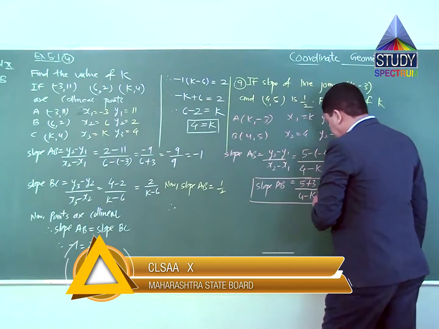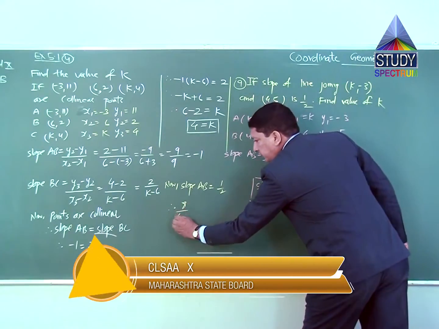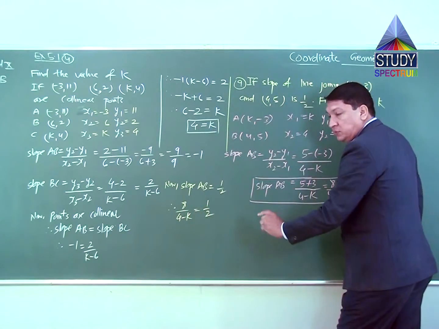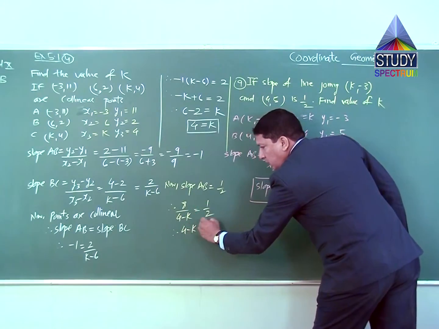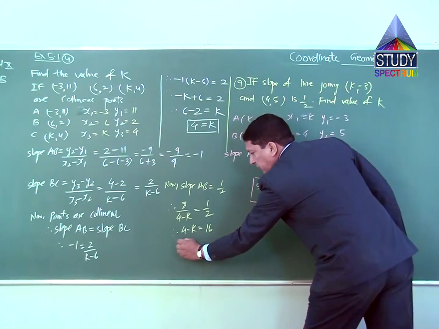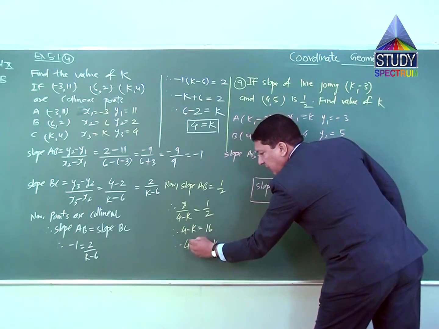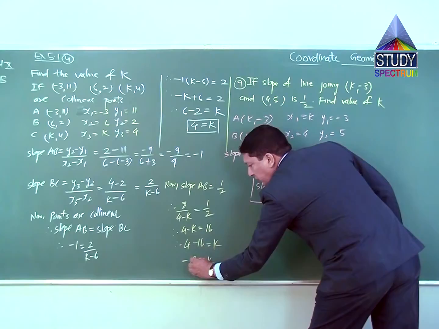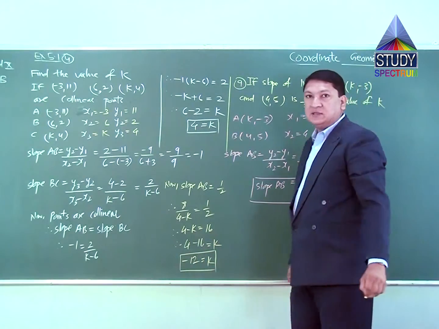Therefore, I can write 8 upon 4 minus k equals to 1 upon 2, cross multiplication. Therefore, 4 minus k equals to 8 into 2, that is 16. Therefore, minus k goes other side, becomes k. 4 minus 16, k becomes minus 12. We got the value of k as minus 12.